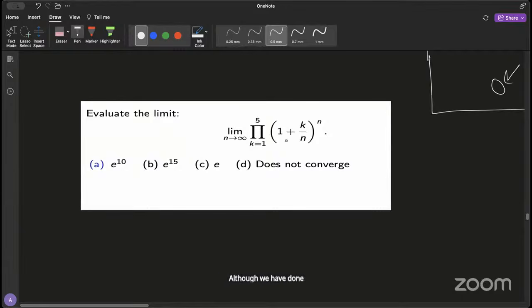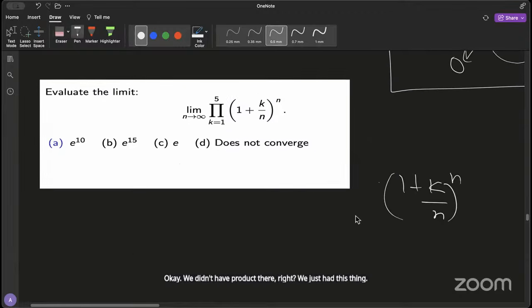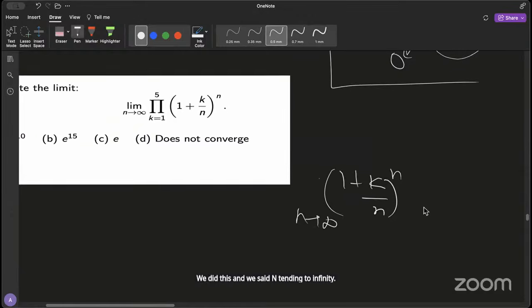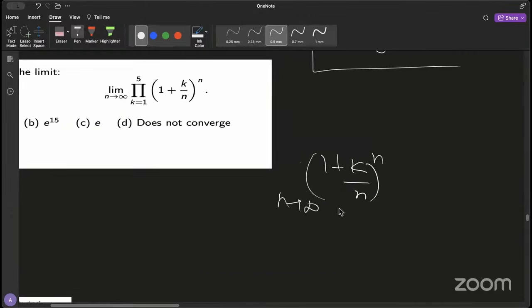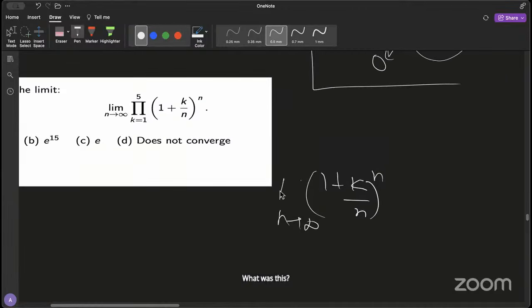Although we have done a limit like this in the last class. Remember, this is the direct limit that we did in the important limits in the last class, where we said that 1 plus k by n to the power n, with n tending to infinity, we didn't have a product there, we just had this thing. What was this? We discussed this limit in the last class, right? e to the power k.